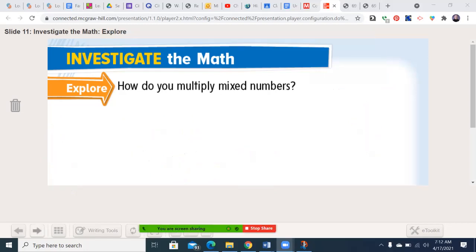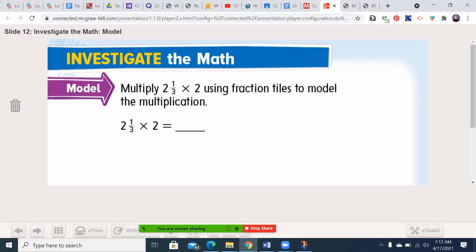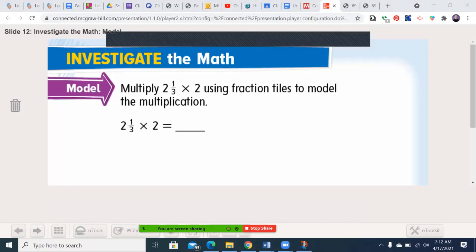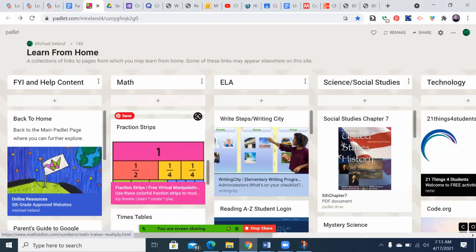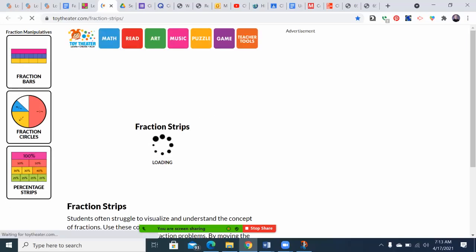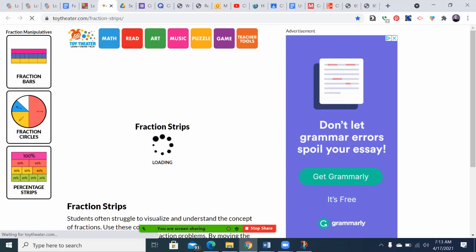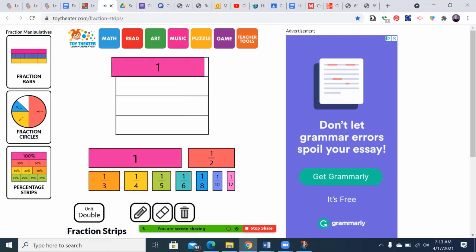This is still not in your book. Let's pick an easier number. Yay. Multiply 2 1/3 times 2 using fraction tiles to model the multiplication. Well, I don't have the fraction tiles loaded, but I have access to them. So let me go to our classroom Padlet. And this is linked in your classroom. Of course, it's going slow. And under math, there are fraction tiles. So now I need, well, they call them fraction strips here. I need to go 2 1/3.